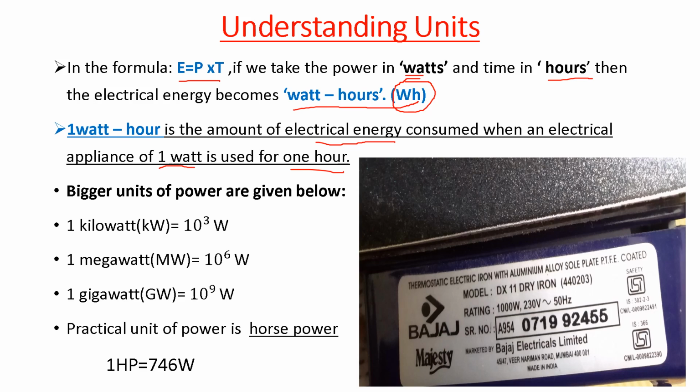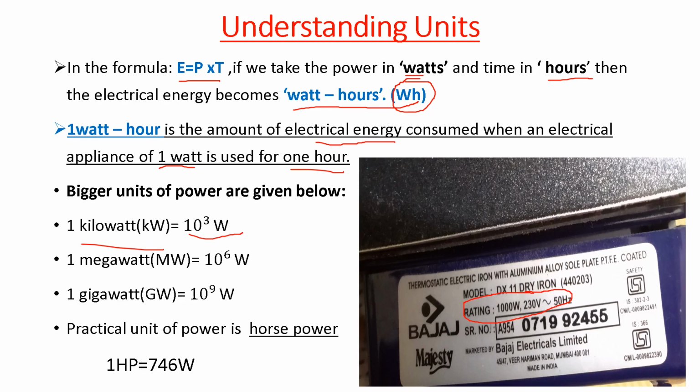Now again, 1 watt hour is a smaller unit for energy, because we are using electrical appliances with higher power ratings, so we need bigger units of power, and that is kilowatt, which is equal to 10 raised to 3 watt. Here is a figure of an electric iron. Here you can see that the power rating is given. It is 1000 watt, which means it is equal to 1 kilowatt.